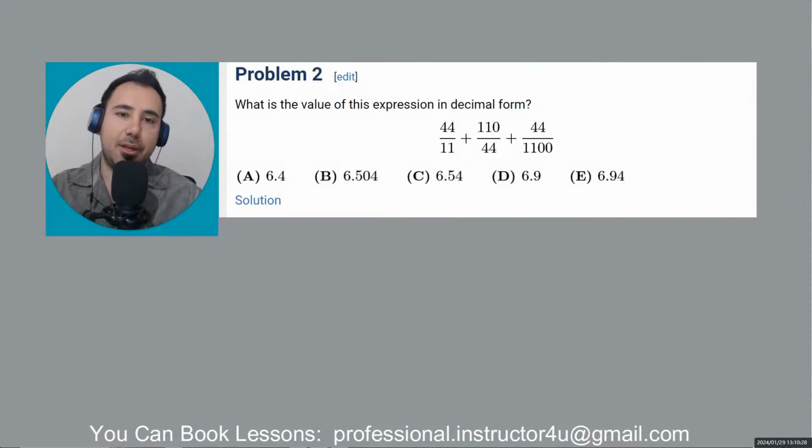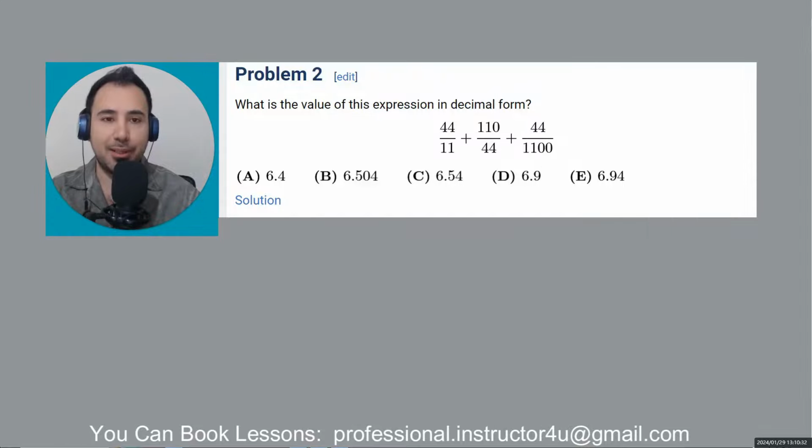What is the value of this expression in decimal form? What I hope is that when you saw these numbers, you noticed all of them are divisible by 11. All of them are multiples of 11. Because of that, what is 44 divided by 11? 4, plus. This one, let's first divide both of them by 11. What do we get?